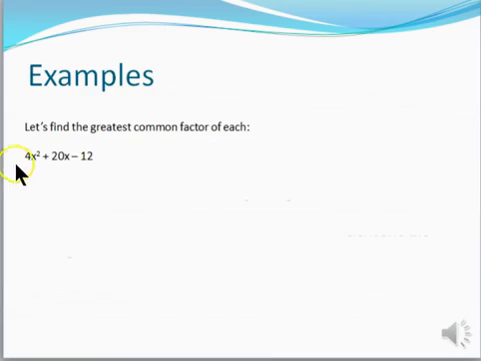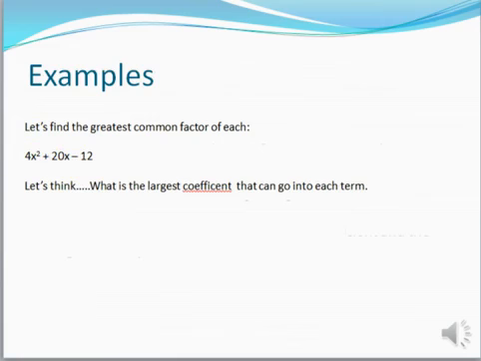Let's find the greatest common factor. We have 4x squared plus 20x minus 12. Right off the bat, I know that the biggest number that goes into all of these is going to be a 4, right? Because 4 goes into 4x squared, 4 goes into 20x, and 4 goes into negative 12. What is the largest coefficient that can be divided from each term? The largest one I could think of right now is that 4.